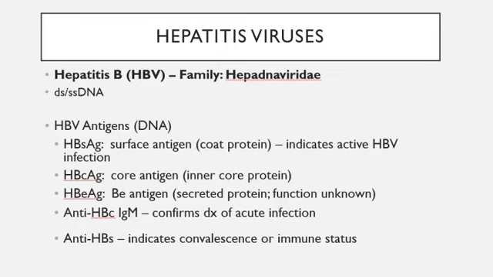And the antibody for hepatitis B, the IgM, confirms the diagnosis of an acute infection. And the antibody to the surface antigen indicates convalescence or the immune status. It means that they've had hepatitis B in the past.